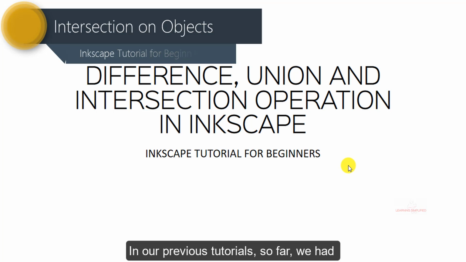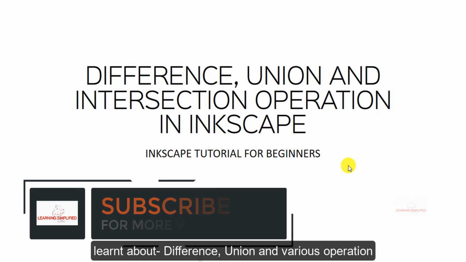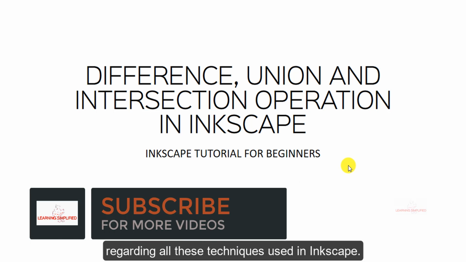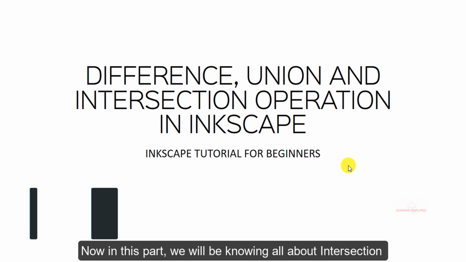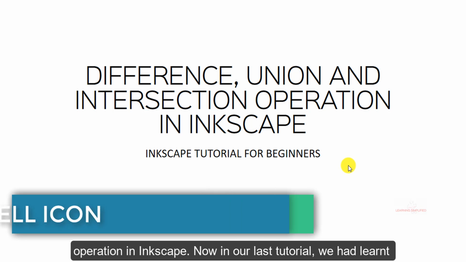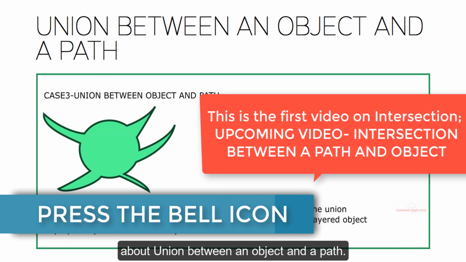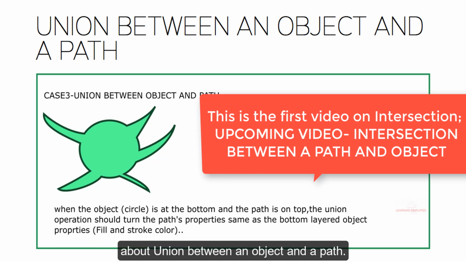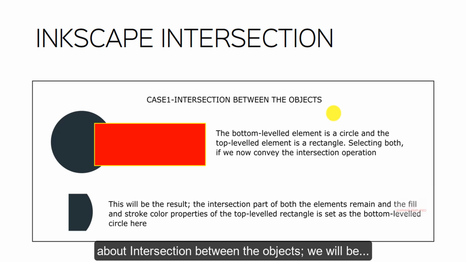In our previous tutorial so far, we had learned about difference, union, and various operations regarding all these techniques used in Inkscape. Now, in this part, we'll be learning all about the intersection operation in Inkscape. In our last tutorial, we had learned about union between an object and a path. In this tutorial, in the first case, we will be learning all about intersection between objects.